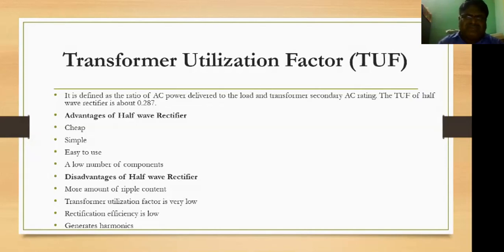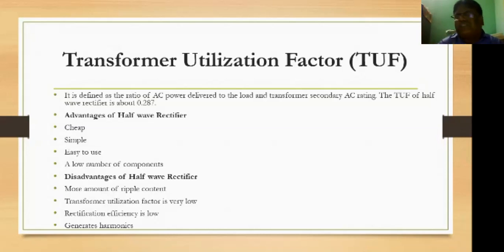Next, disadvantages. More ripple factor. In the half-wave rectifier, the ripple factor is very high, which means the noise is very high. Next, the transformer utilization factor is very low, only 0.287. That is one of the drawbacks. Rectification efficiency is very low, only 40%. It generates harmonics, which means it generates noise. Why? Because the input signal is AC, it generates harmonics. Okay, these are all the disadvantages of the half-wave rectifier.